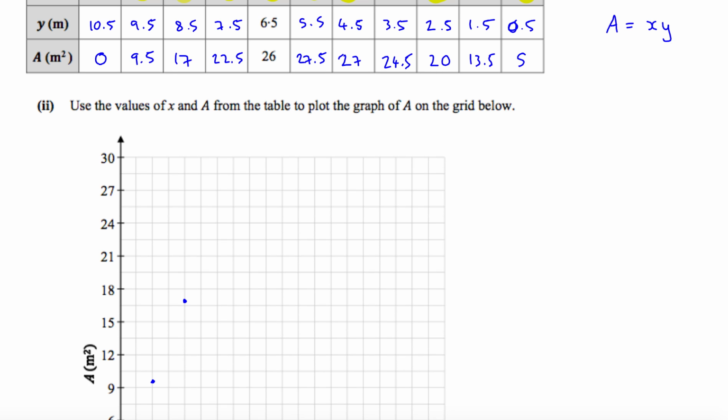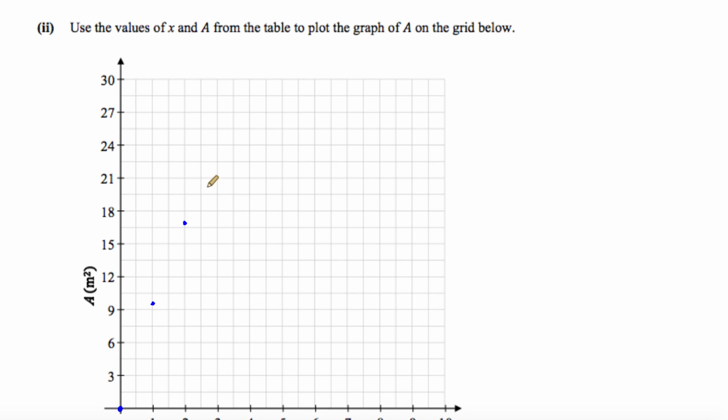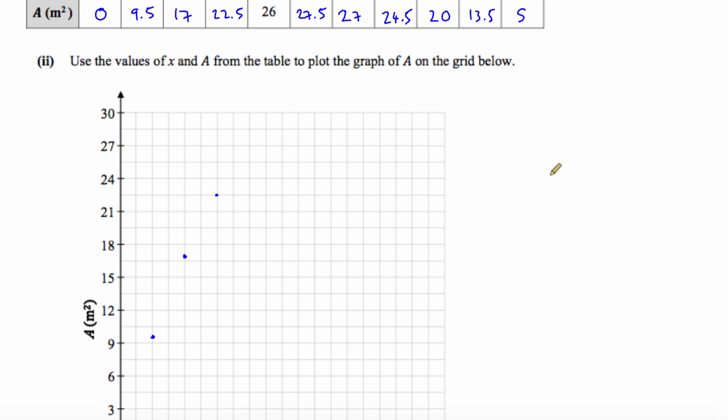Then we have 22.5, 26, and 27.5. So 22.5. Leave these so they're in view. 26. 25.5, 26 will be there. 27.5. And then 27. Then 24.5.